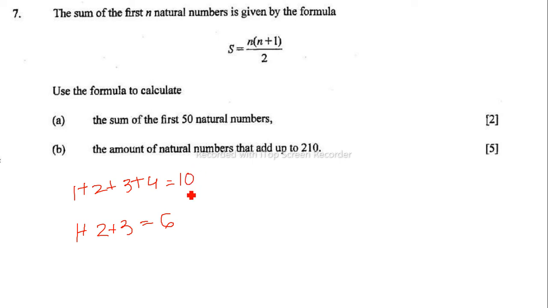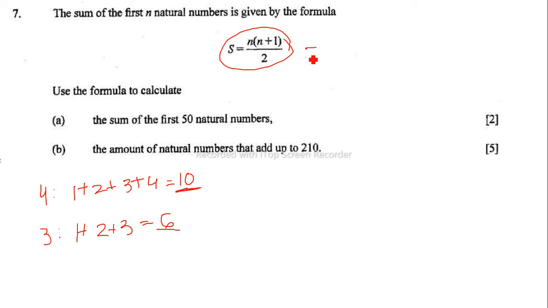So what this formula does is give us the sum of the first whatever amount of natural numbers that we add. For example, this is the first 4, and this is the first 3. This formula is going to tell us the sum. Let's do the first 3. We know the answer is 6. So here n is 3.